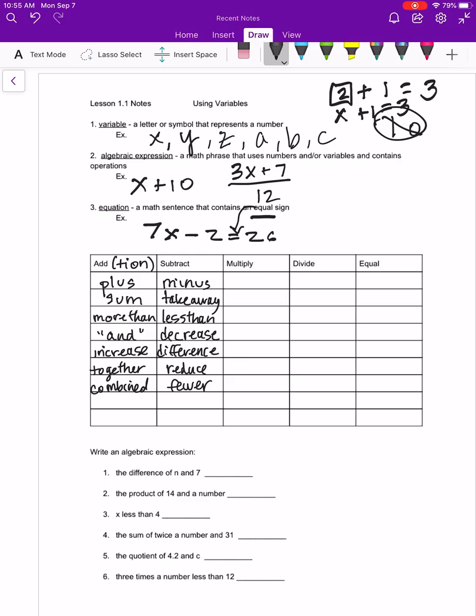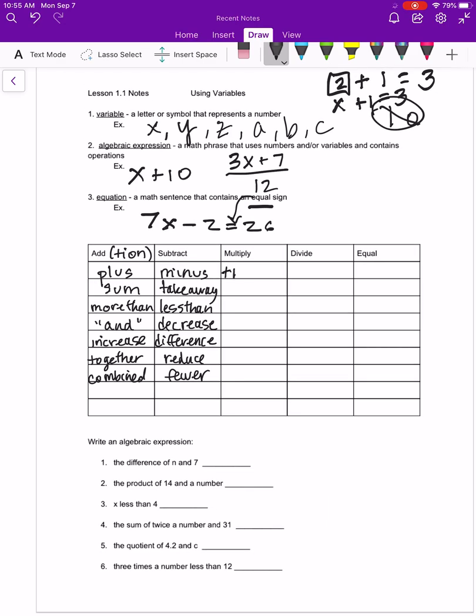But I do have a few dictionaries still laying around that I use on occasion. So here we go. Moving on, multiply. What words did you say for multiply? Usually the first one that comes to mind for kids is times. How about the word product? That's going to be a good one.